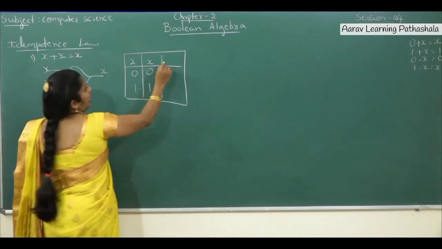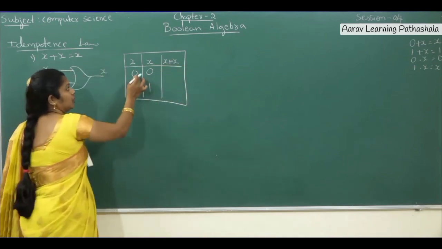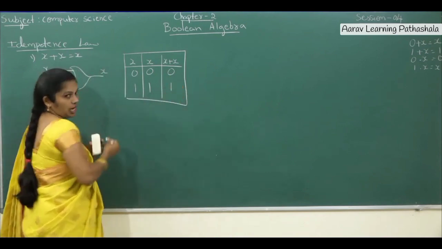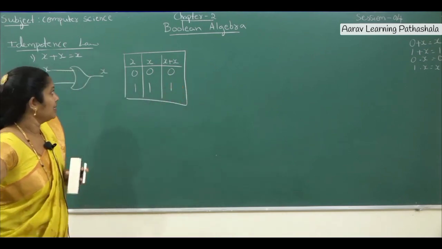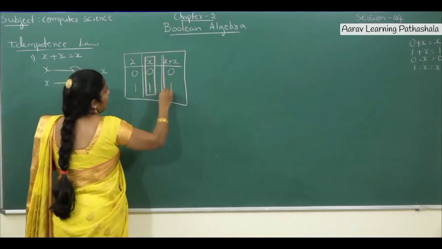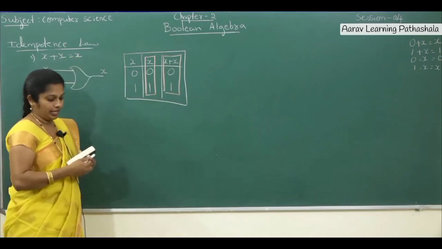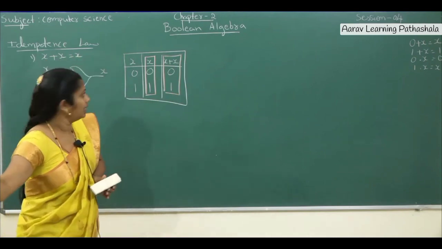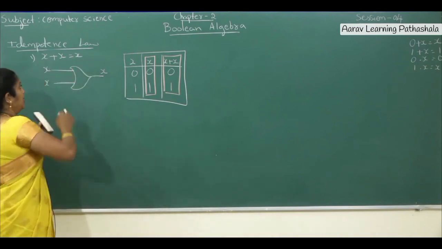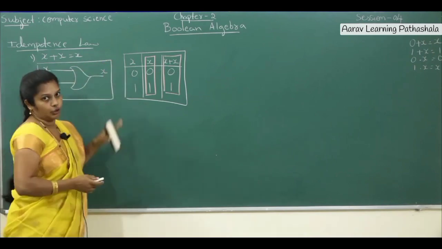The output is x plus x: 0 plus 0 is 0, and 1 plus 1 is 1. It is the same as x. See the output, x is the same as x plus x. X plus x equals x only. From this I can prove that x plus x equals x. This is the circuit diagram and this is the truth table.